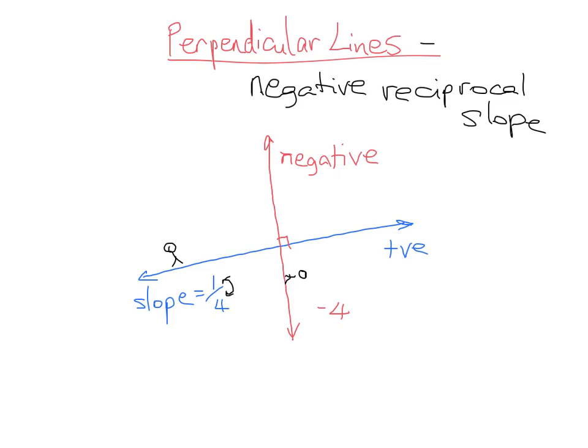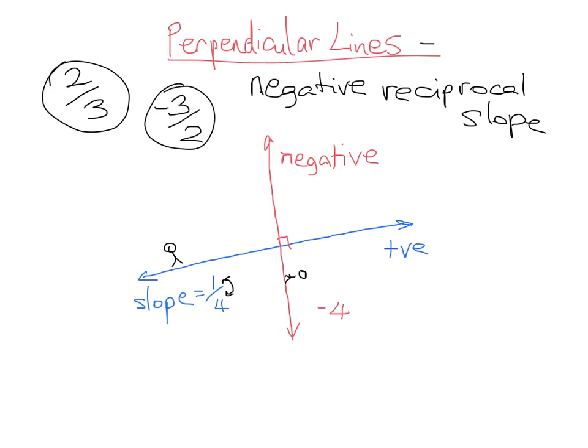So just a quick example, just to make sure we got it. If we have a line with a slope of 2/3, the perpendicular line would have a slope of, flip the fraction, change the sign, -3/2. And that's how it works. Perpendicular slope.